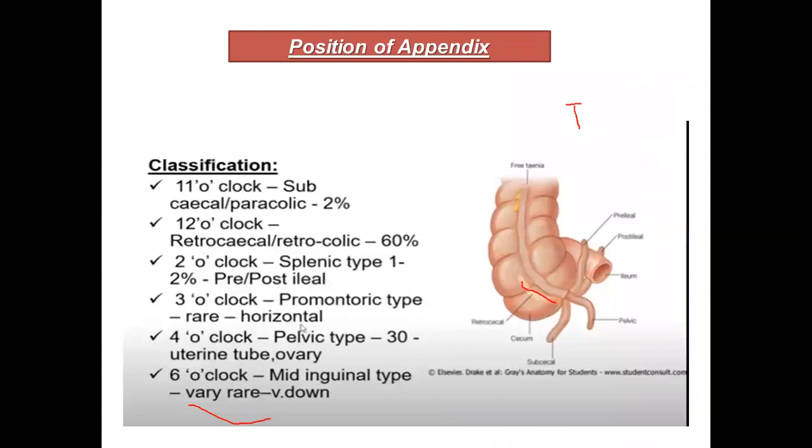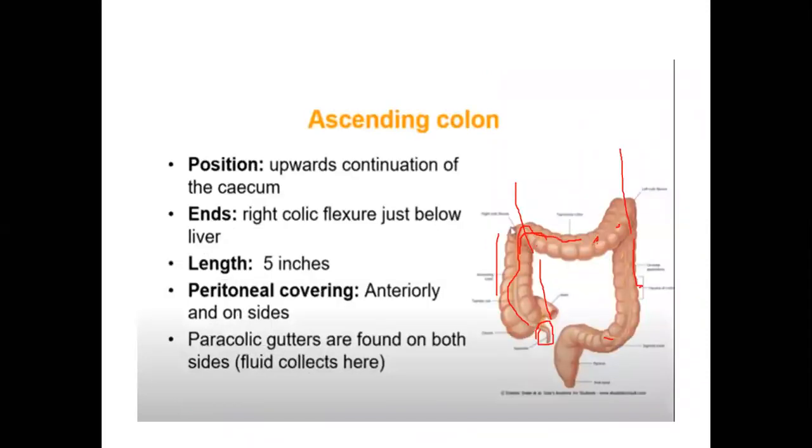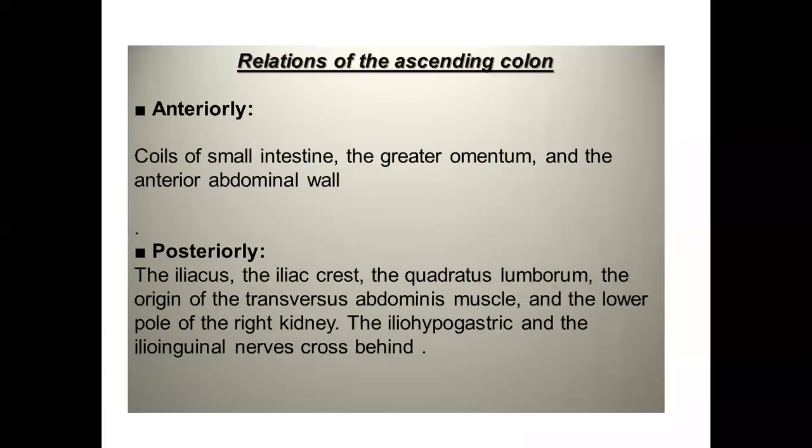The most common position of the appendix is the 12 o'clock position, and the least common is the 6 o'clock position. Then we have the ascending colon, which is the continuation of the cecum. It starts as a continuation of the cecum and ends at the right colic flexure. The ascending colon is covered with peritoneum anteriorly as well as on the sides, but not inferiorly.